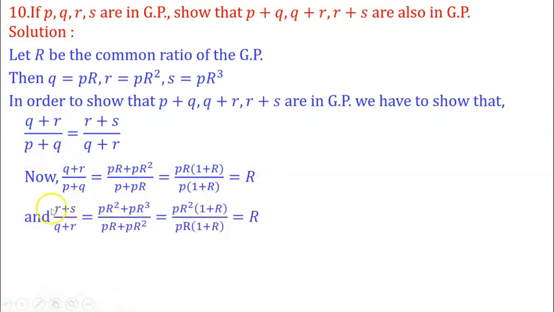What about the next ratio? r plus s upon q plus r. Again this ratio must be constant, that is equals to R.